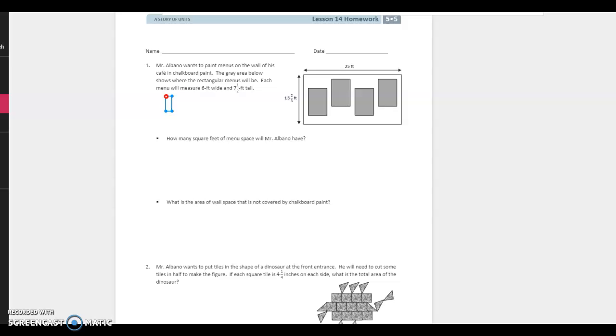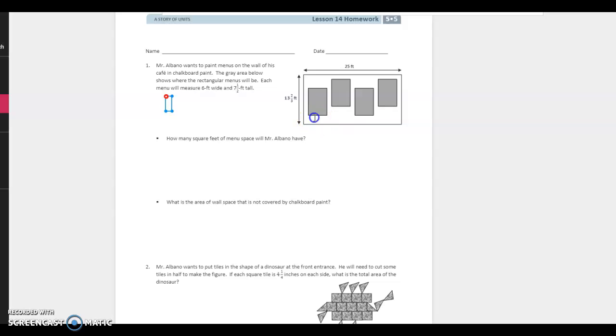All right, so for number one, it says Mr. Albano wants to paint menus on the wall of his cafe in chalkboard paint. The gray area below shows where the rectangular menus will be. Each menu will measure 6 feet wide and 7.5 feet tall. So that means that each of these gray rectangles are the menus.